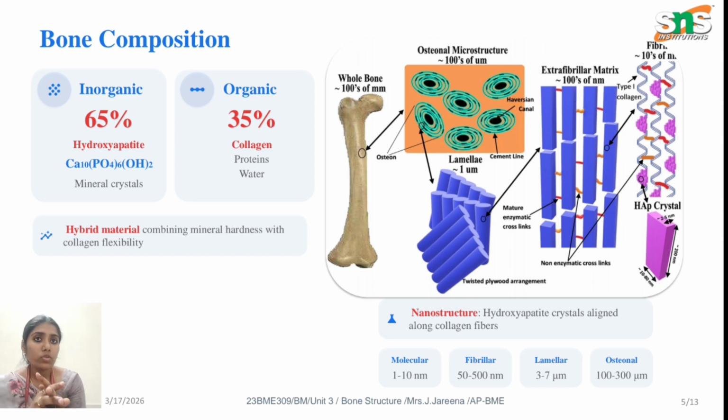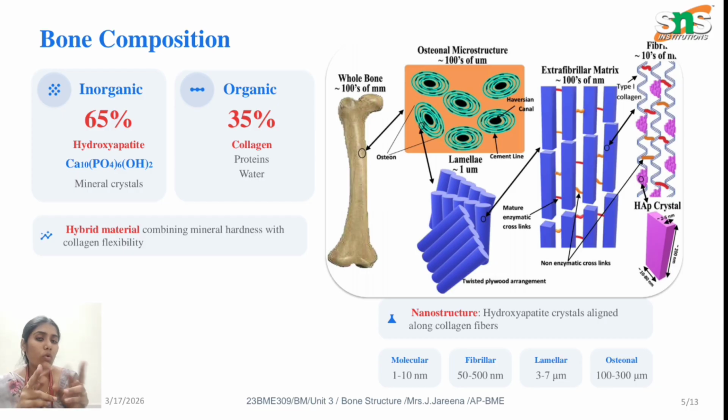If you see the composition, there are two types. What is meant by composition? In the sense that the bone is made up of more than one component. The two main things involved are inorganic and organic. The inorganic component accounts for about 65 percent and is mainly made up of a material called hydroxyapatite, which we can also call mineral crystals, whereas the organic component accounts for 35 percent and is made up of collagen, proteins, and water.